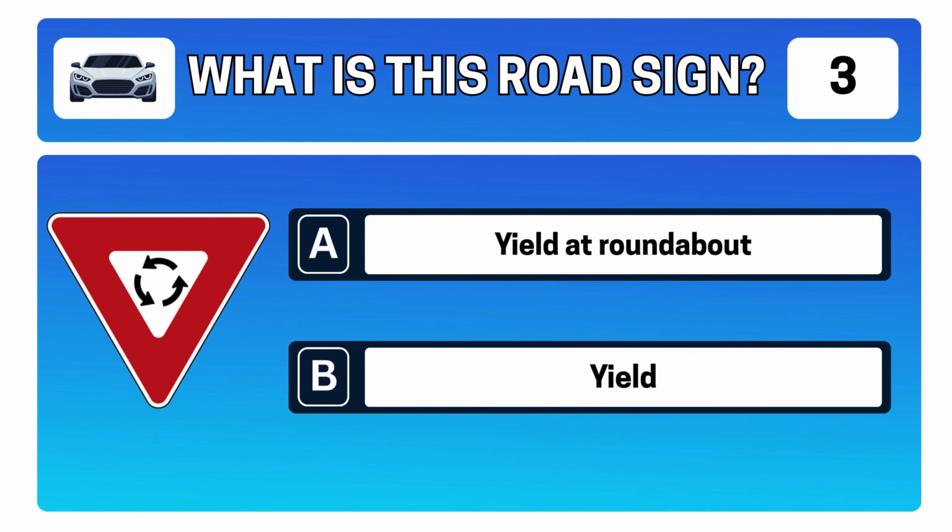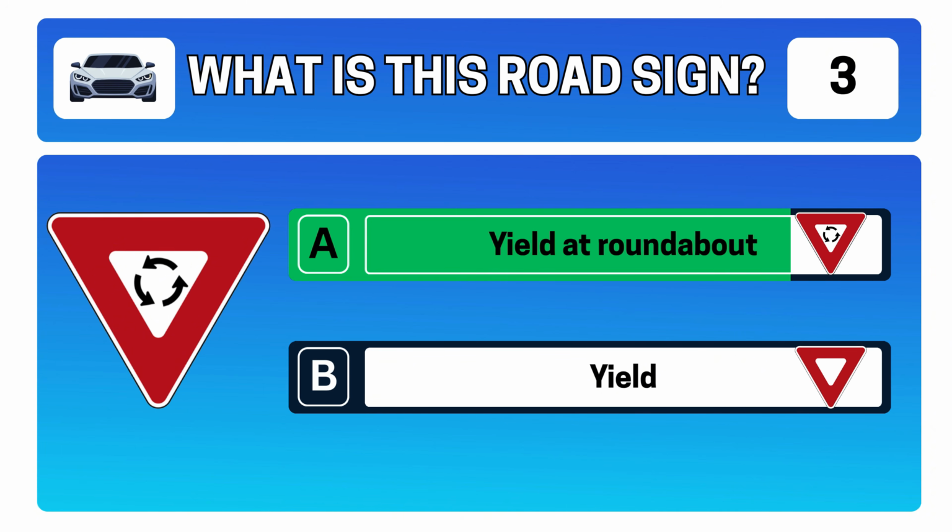What is this road sign? A. Yield at roundabout. B. Yield. Good observation. It is the yield at roundabout sign.